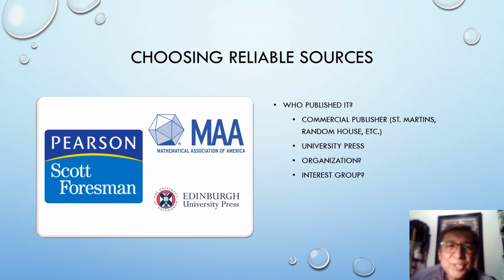Okay, another question to ask about choosing reliable sources is who published it, and obviously the different publishers. You've got the commercial publishers here, an example of Pearson, Scott Foresman. You've got University Press. You've got different organizations that, for the most part, are obviously reliable sources, but there are different types.